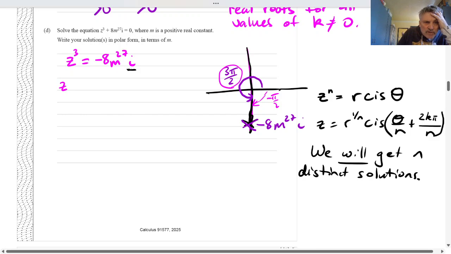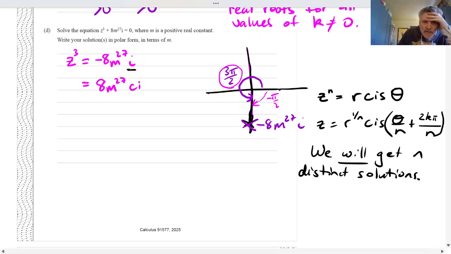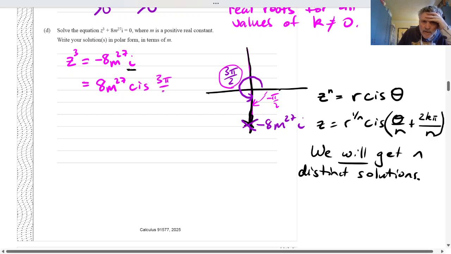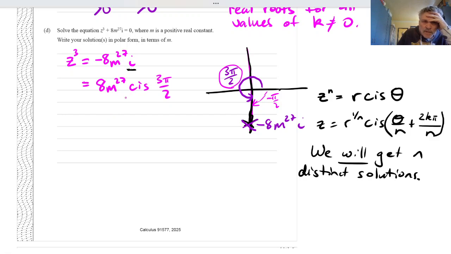We want to write this in modulus argument form. The modulus is just the positive part of the number we have here, and the argument is 3 pi over 2. Now you could have added a 0 for a real part if you want, and you could have added a 0 up here for the real part.